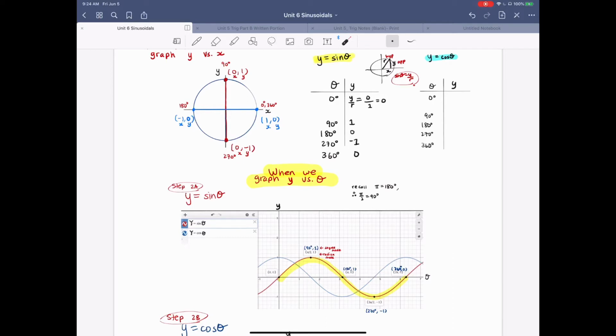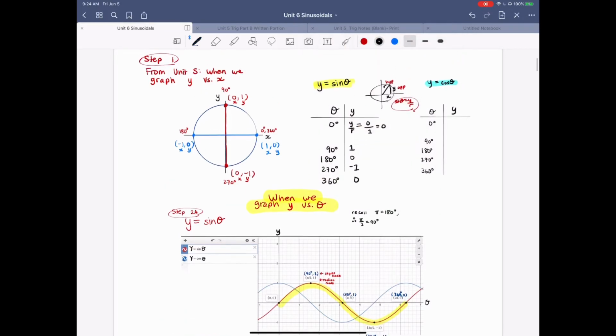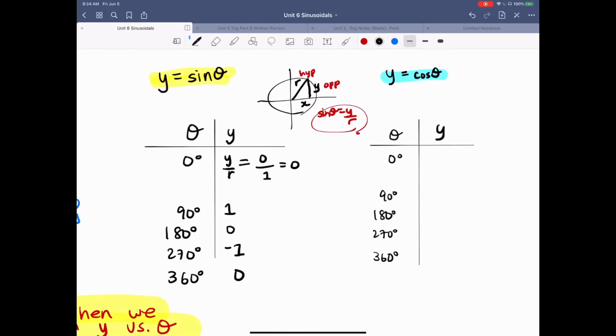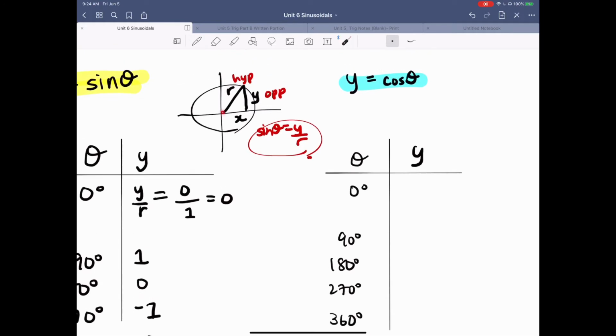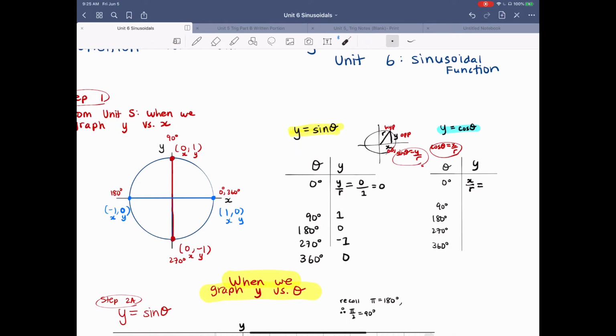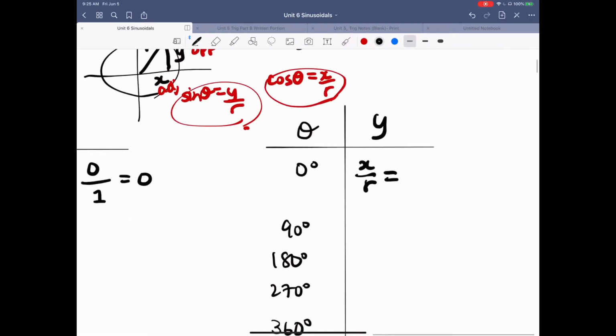So that was y equals sine theta. With the same idea, you are going to figure out your table of values for cos theta. For 0 degrees, remember that if you look at this mini messy triangle I made, my cos theta is equal to, according to SOHCAHTOA, CAH, so this is adjacent. Therefore, it's x over r. I'm just going to write that my cos theta is equal to x over r, and my x value at 0 degrees is 1, and my radius is always 1 for a unit circle.